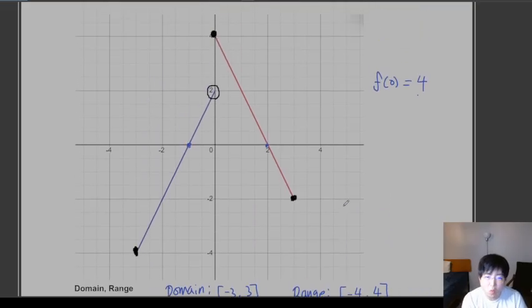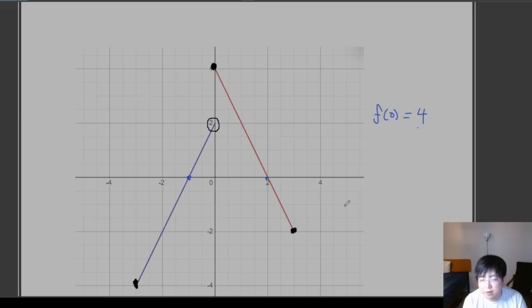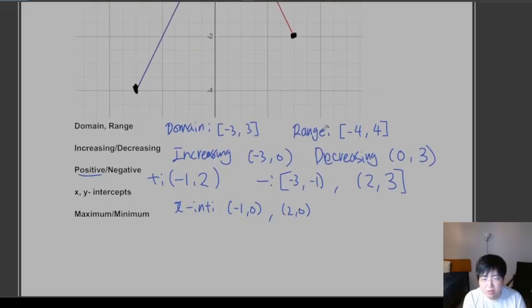Now let's find the y-intercept. The y-intercept is where the graph intersects with the y-axis. So at this point, when x is 0 and y is 4, is where the function intersects with the y-axis. Be careful here, because this is an empty circle, this function is not defined. Or an easy way to say it, it's actually not hitting the y-axis exactly, okay? So this point here, when y is 4, is the y-intercept. So the y-intercept is where x is 0, y is 4.